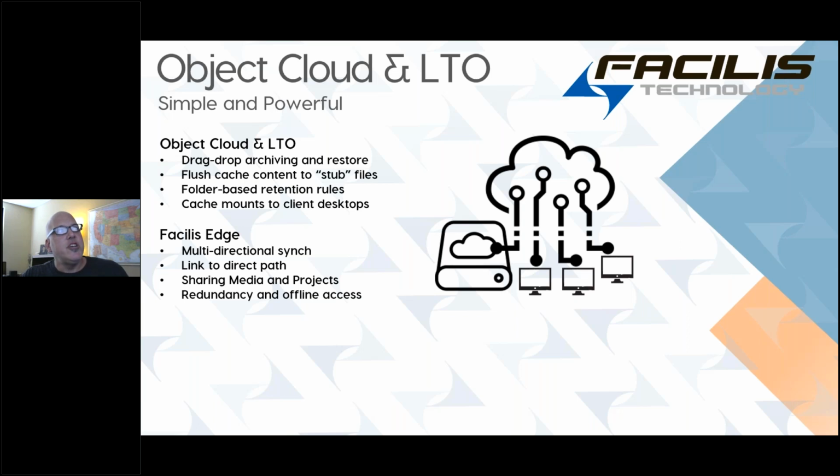With Facilis Edge, it's multi-directional sync. From the remote workstation to the facility and vice versa, you're always seeing the same data, linked to direct path. So if you're working on that cache volume locally in the facility as a fast volume for your project, that project is going to link to the same path, because that same path will exist on the desktop of the remote client. So there's no changing of paths, and no relinking necessary. It's all just going to be there and link up, which is the major value in Edge Sync to begin with. So, sharing media, sharing projects.